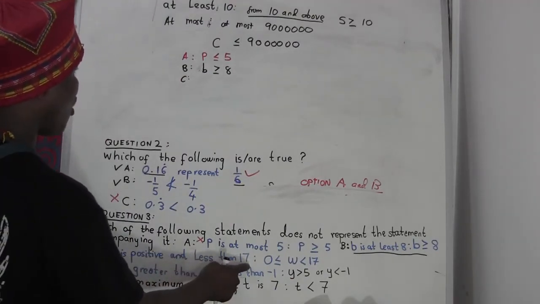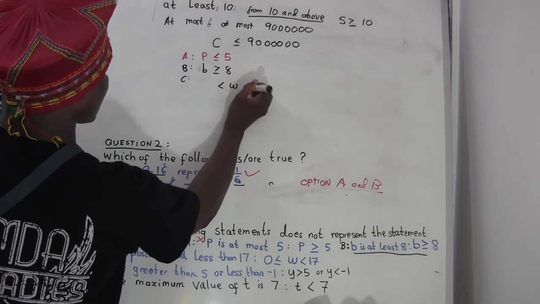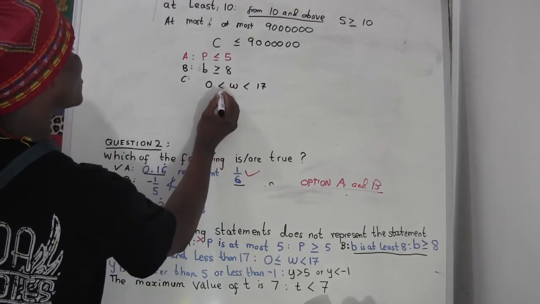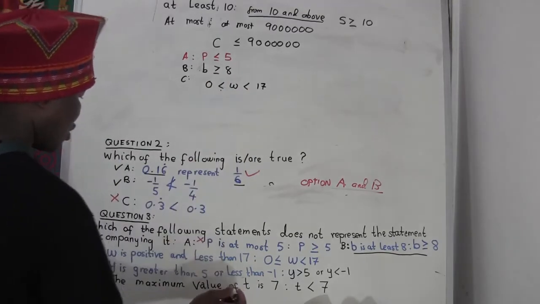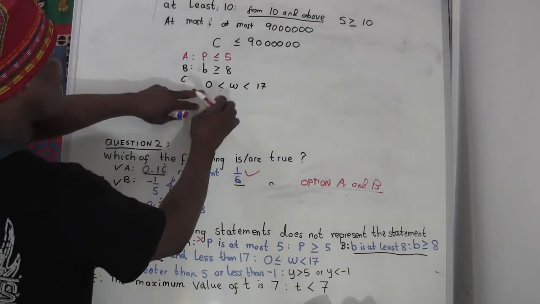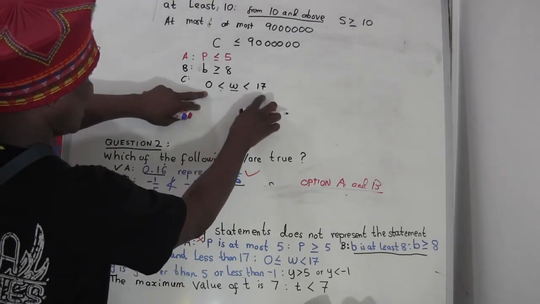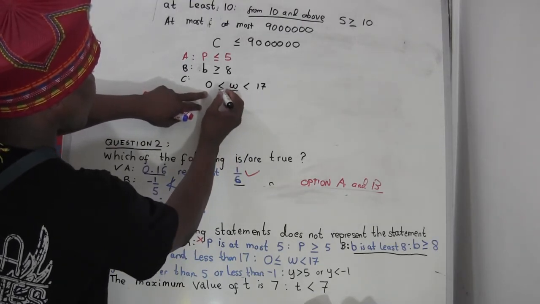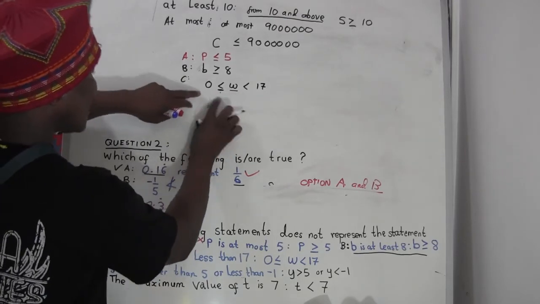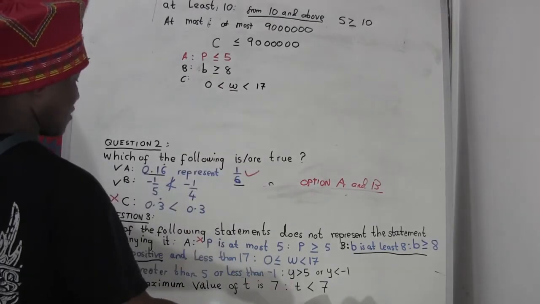Now they say W is positive and less than 17. What does that mean? This W must be between 0 and 17, but excluding them. You know why? Because they say it must be positive, so it must be greater than 0. W must be between 0 and 17, but when they say it's positive, we don't have to include 0. If you include 0, you'd be saying 0 is positive. No, should not include.